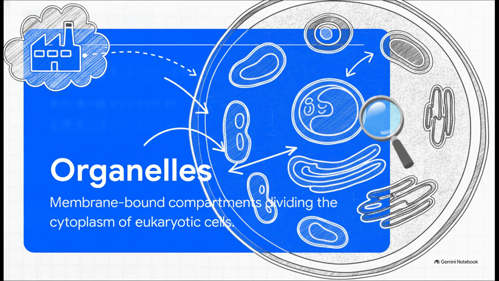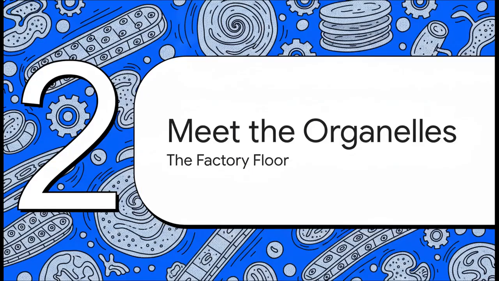I really want you to picture eukaryotic cells, which, by the way, make up you, me, animals, and plants, not just as microscopic blobs of jelly, but as bustling, incredibly organized factories. And they are completely dependent on their internal ultrastructure. Just to clear up the jargon real quick, the cytoplasm inside the cell is strictly divided into specialized, membrane-bound compartments called organelles. Think of them like individual departments in a massive company, walled off so they can do their specialized tasks without anyone interfering. Which brings us nicely to section 2, meet the organelles.